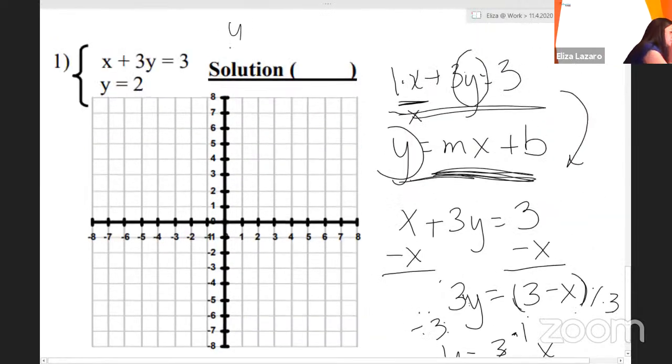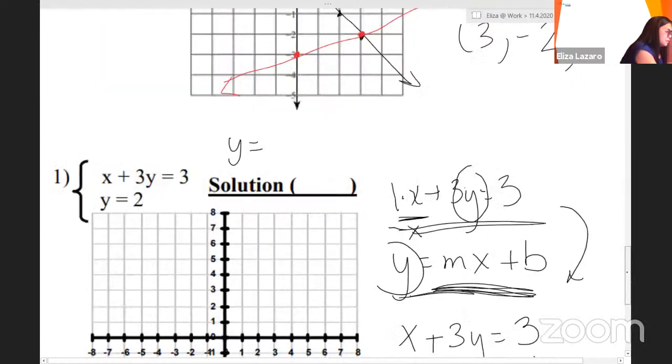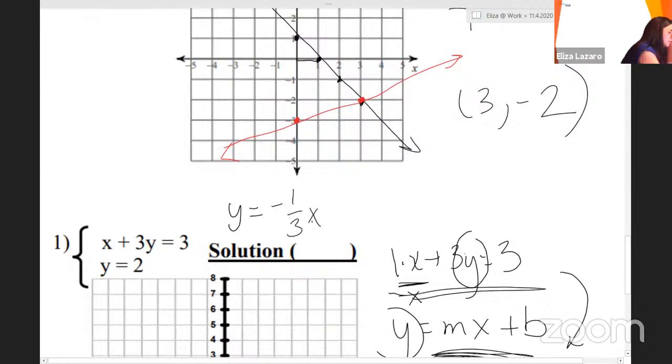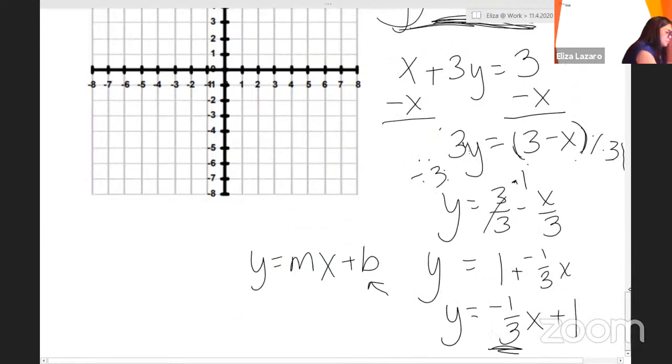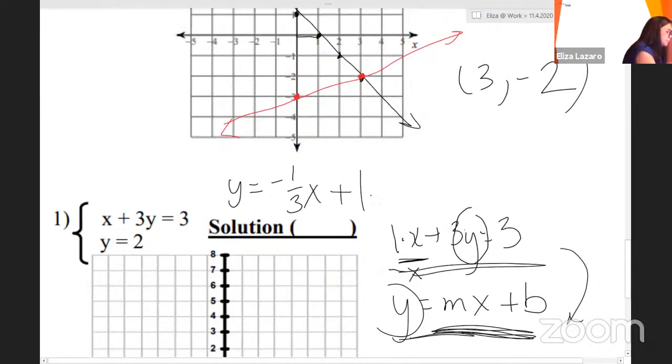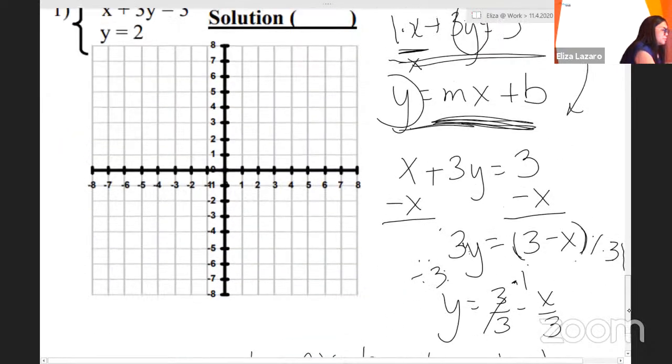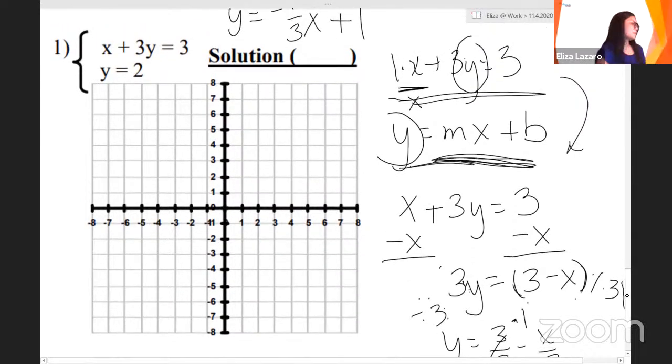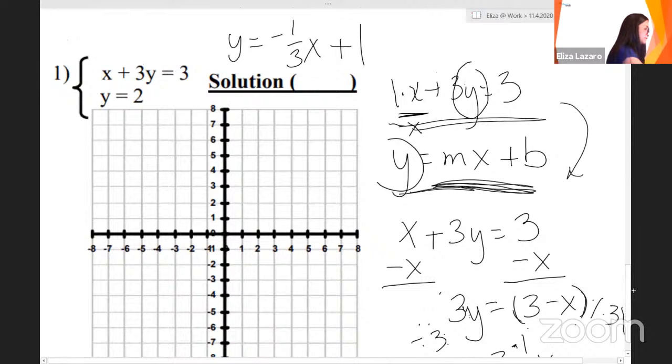Let me write it up here so we have it. y equals negative 1/3 x plus 1. And now we could do what we've been doing for the other problems. We could just graph them. So the first thing we're going to do is use our y-intercept, like what we've been doing, which is 1. So when x equals 0, y equals 1. So I'm going to plot that right here.